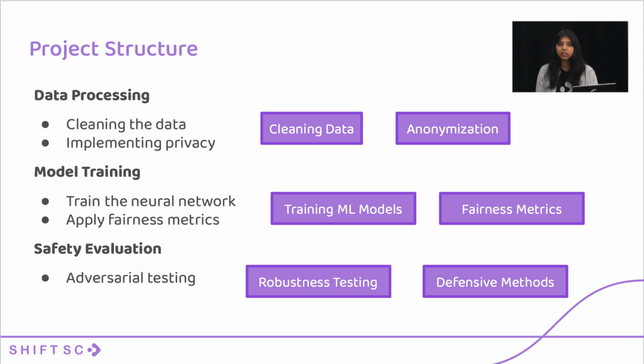For the model training step, you will be implementing a basic neural network and training it to get a very, very accurate result as much as you can make it. Then you want to apply fairness metrics in this step as well, so all of the tactics that you've learned in lesson 2, bias and fairness. And then finally, for the safety evaluation, you will be applying the concepts that you learned in module 3 and figuring out how you can actually run an adversarial test on this model to test the robustness, and then applying any adversarial training tactics that you've learned as well.